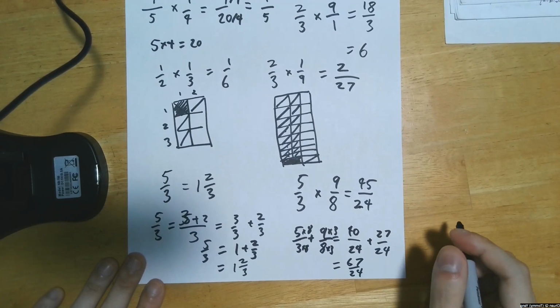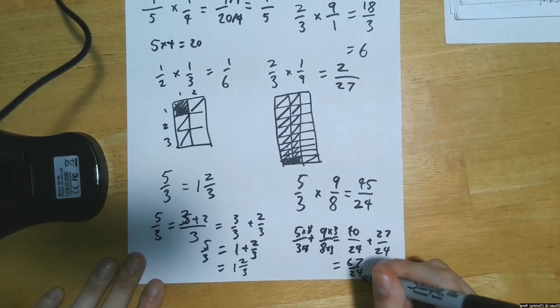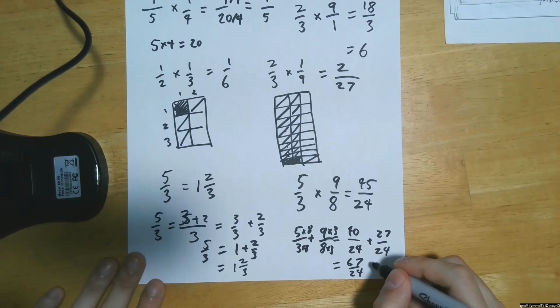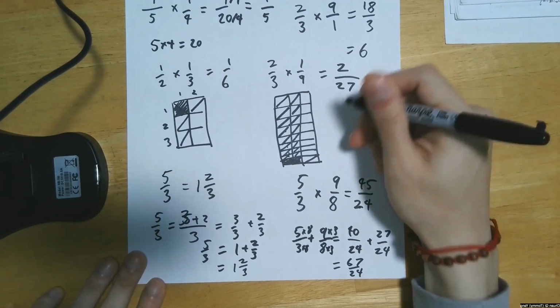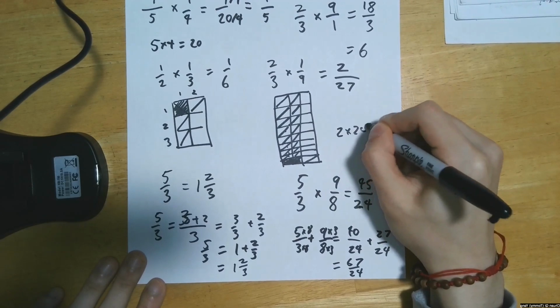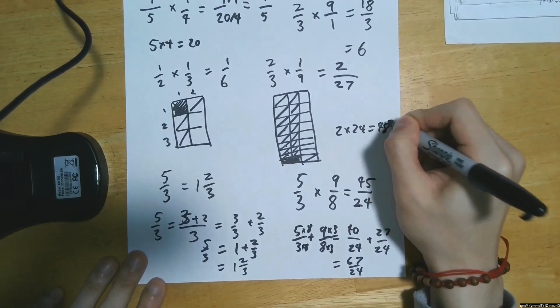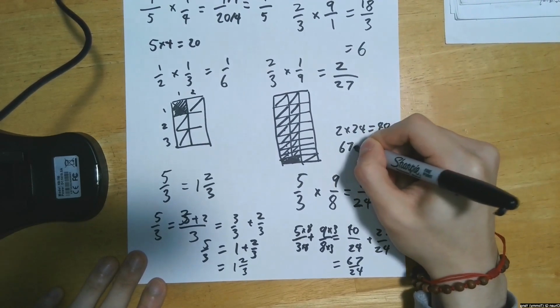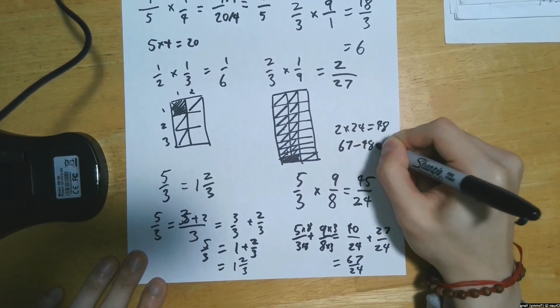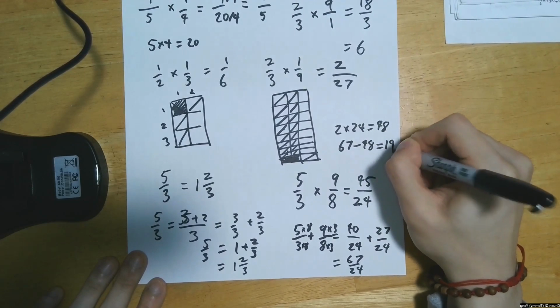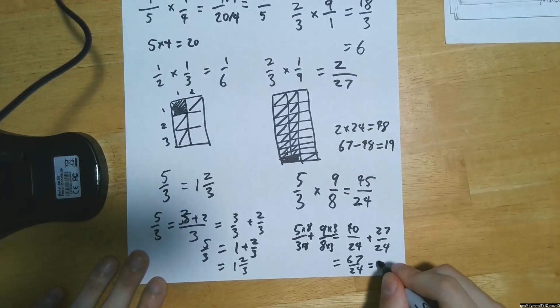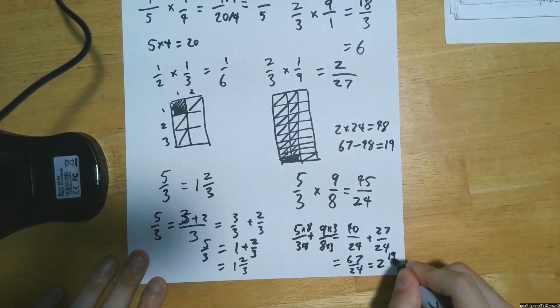And the tricky part here is we're going to think, okay, how many times does 24 go into 67? It's going to go at least 2 times, because 2 times 24 is 48, and 67 minus 48 is equal to 19. So it's going to go in 2 times, and then 19 over 24, because that's the remainder. That's the remaining fraction that's not in there.